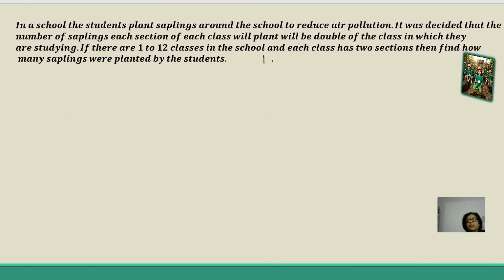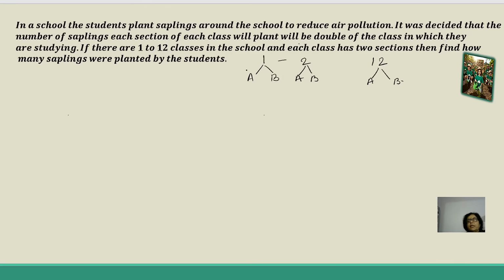So we have initially classes ranging from class 1 to class 12. And there are two sections in every class. That is, class 1 has two sections, class 2 has two sections, class 12 has two sections. All the classes have two sections each. Now, according to the condition of the question, the saplings that have to be planted will depend on the class in which the students are studying.